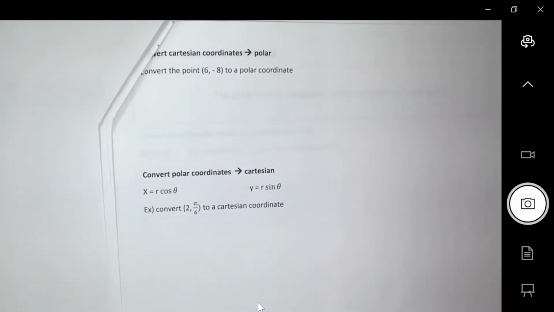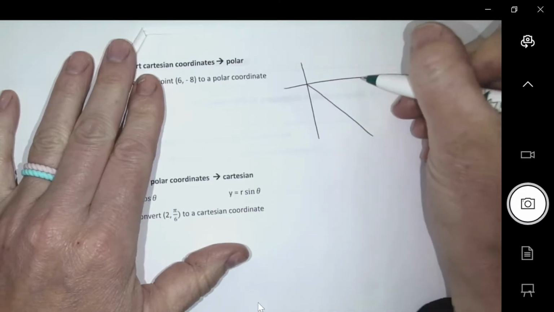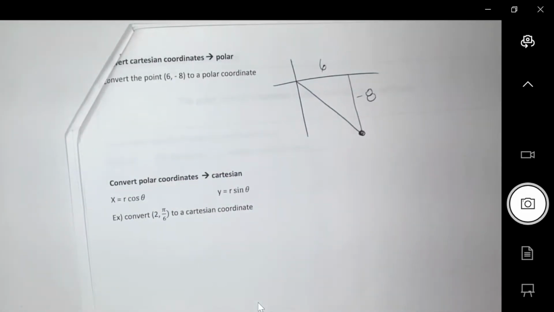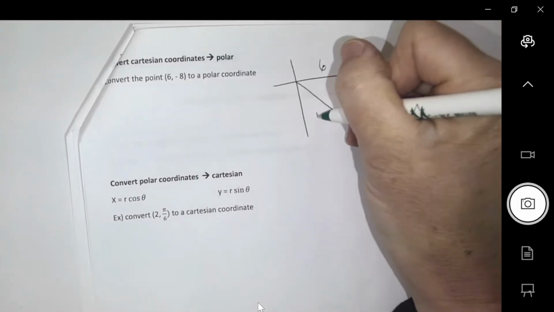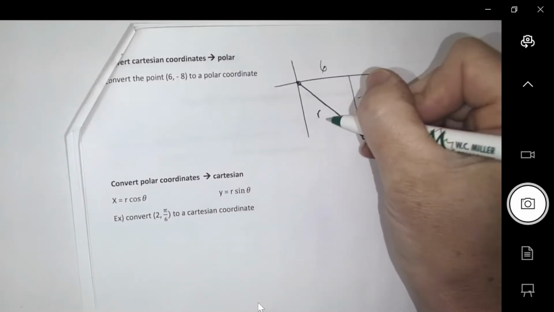Convert 6 comma negative 8 to polar. Okay, so 6 negative 8 would be in quadrant 4. All right, now I need my radius from my center. So what is this centered distance? So everyone's going to do a Pythagorean theorem, right? 6 squared plus 8 squared is 100. So therefore, the radius is 10.